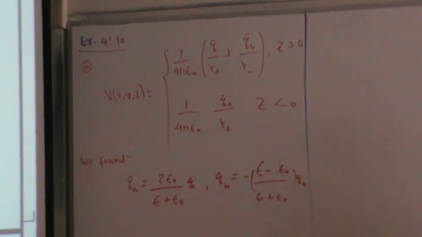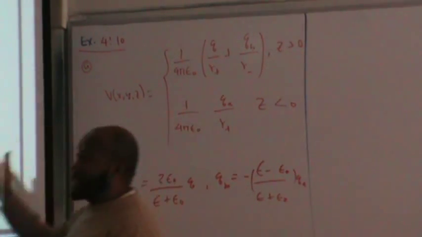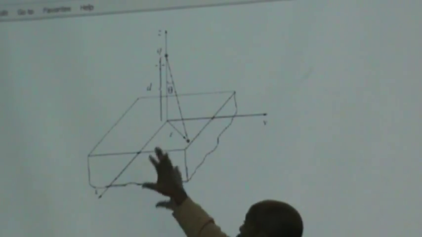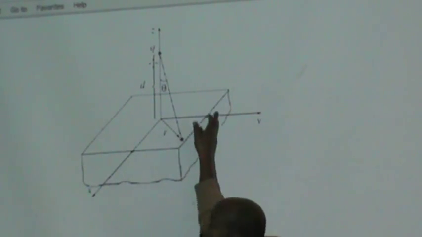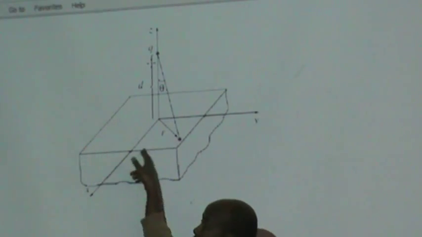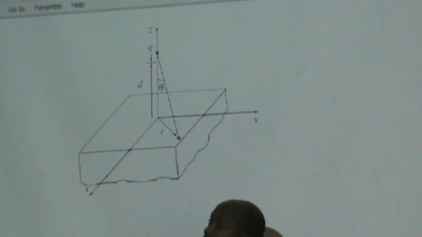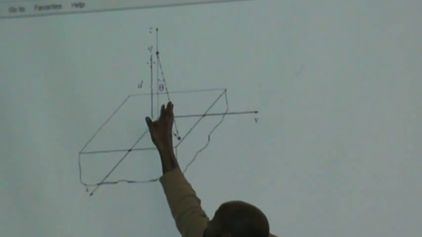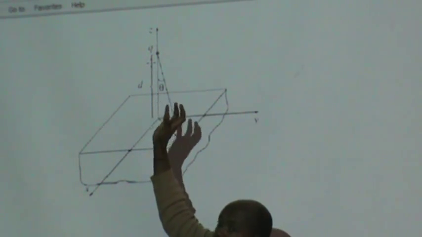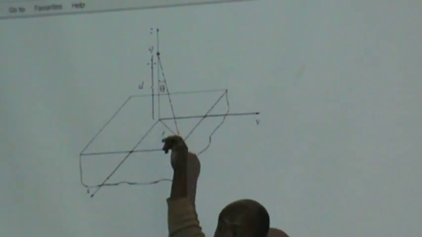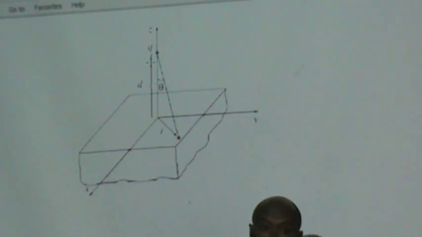The second part is to find the force that this point charge Q would experience because of the bound surface charge that you would have here, the negative bound surface charge created by the electric field of the point charge Q. This point charge Q would experience an attractive force. So it would be attracted to this surface. So we want to find that force.